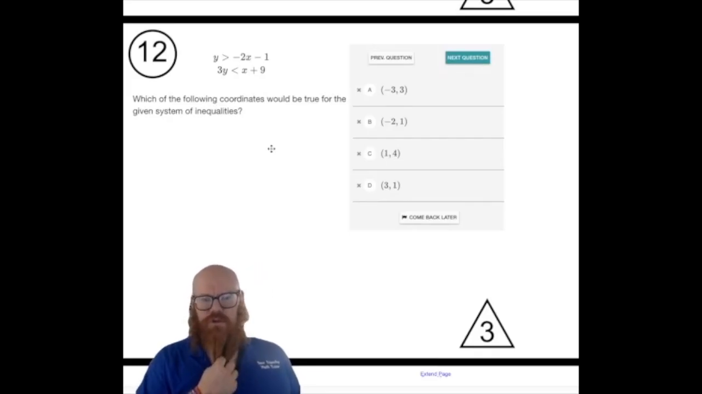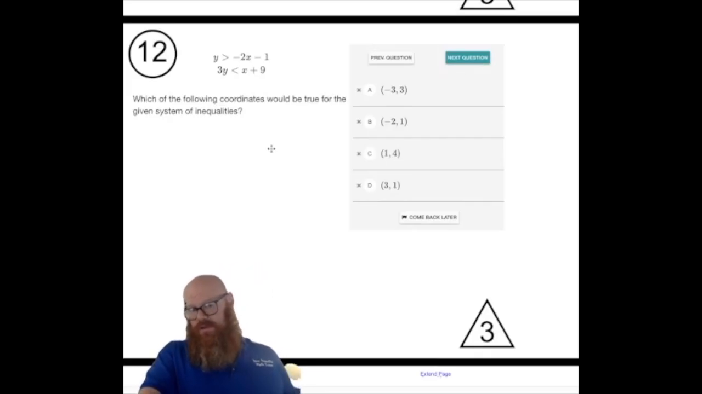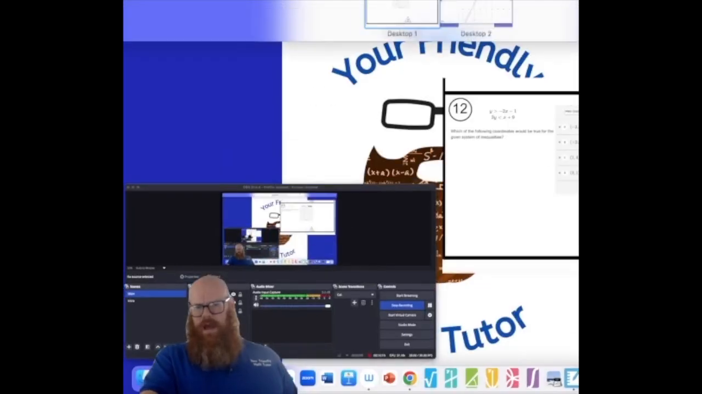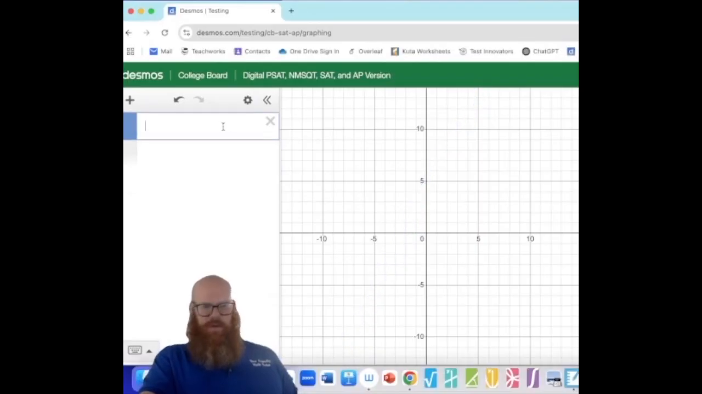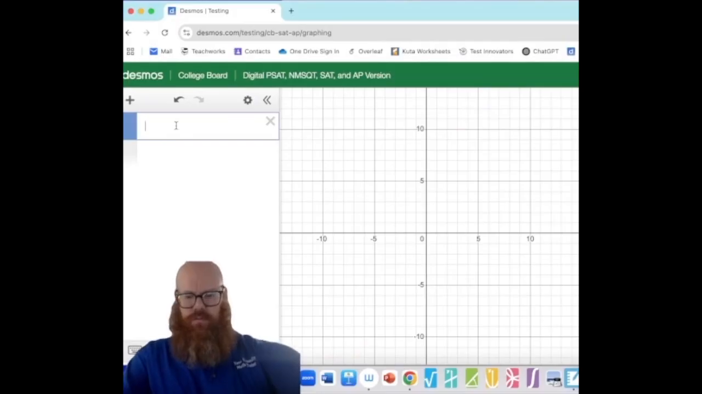All right, let's move on to number 12. Which of the following coordinates would be true? This is another one I would just use Desmos. So I'm going to, again, hop over to Desmos, and I am going to just put it in as is.